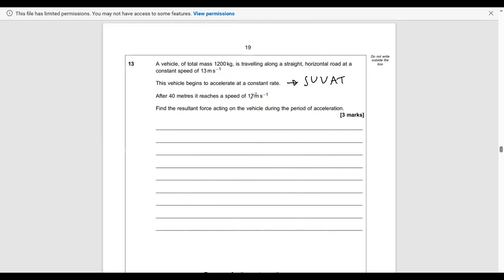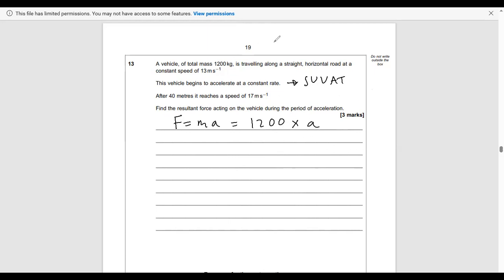After 40 meters, it reached a speed of 17 meters per second. Find the resultant force acting on the vehicle during this period of acceleration. Remember our formula for resultant force: F equals ma, where capital F is our resultant force. We've got a mass of 1,200, and we want to times that by acceleration, which we don't know. So we're going to need to use SUVAT to find the acceleration.